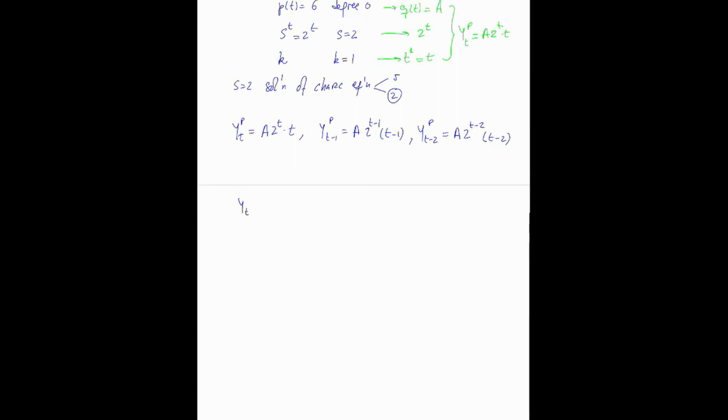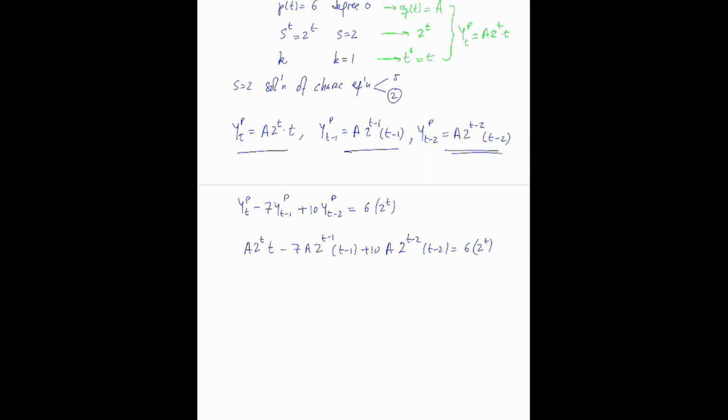The equation here is y_t particular minus 7 times y_(t-1) particular plus 10 times y_(t-2) particular equals 6 times 2 to the t. Replacing for these three terms here, we have a 2 to the t times t minus 7 times a 2 to the t minus 1 times t minus 1 plus 10 times a 2 to the t minus 2 times t minus 2 is 6 times 2 to the t. Let me write here, this is not clear, this means t minus 2, as you can see here.